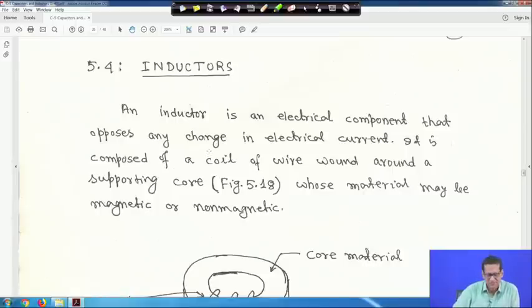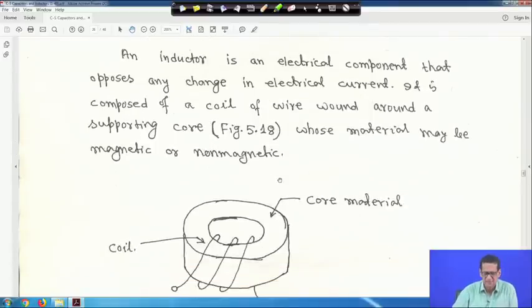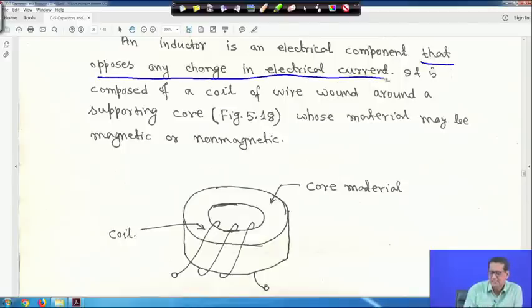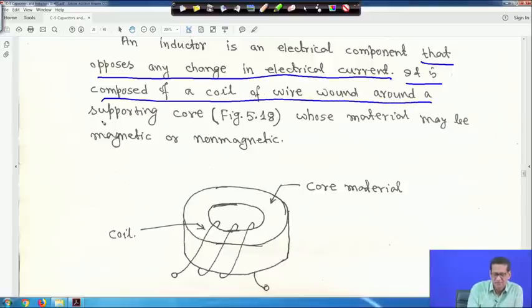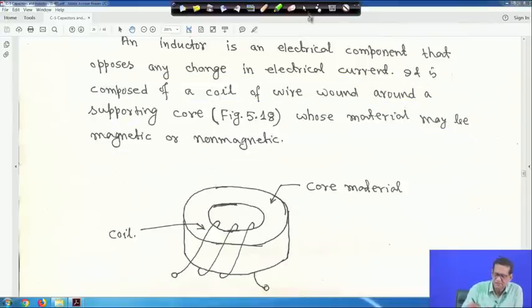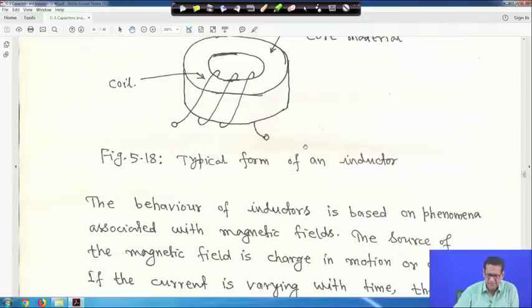So, inductors. An inductor is an electrical component that opposes any change in electrical current. You know a little bit of this from your higher secondary physics. It is composed of a coil of wire wound around a supporting core, as in this figure 18, whose material may be magnetic or non-magnetic. So, this is the coil wound and this is the core material. So, this is your figure 8, right.